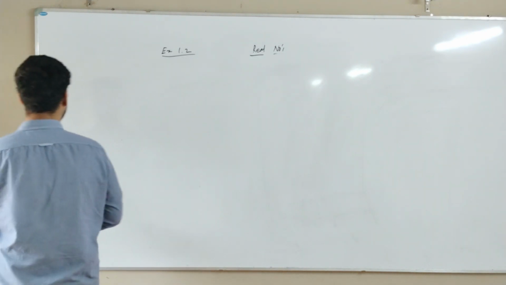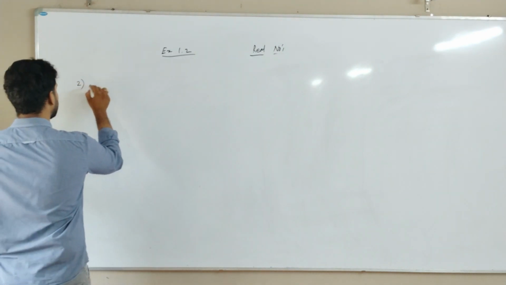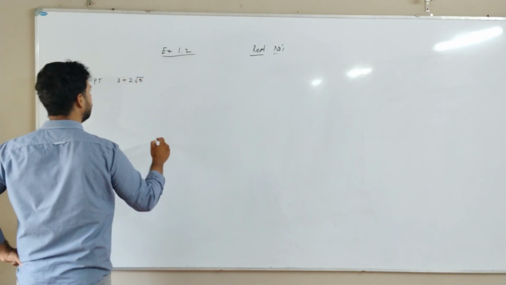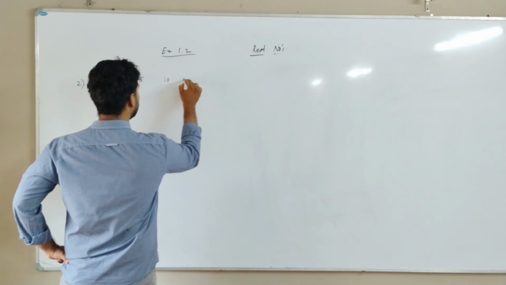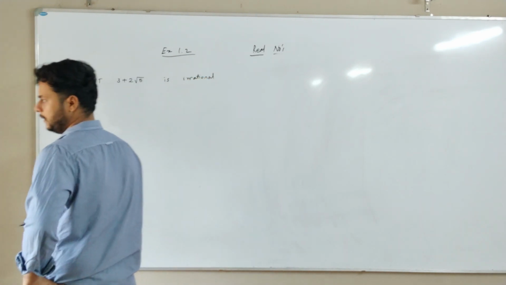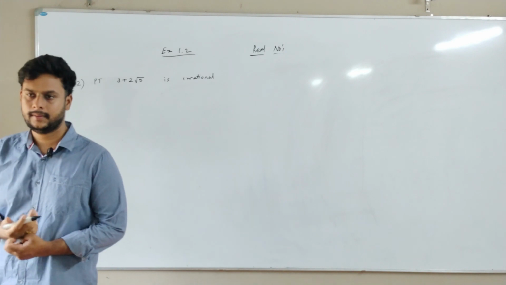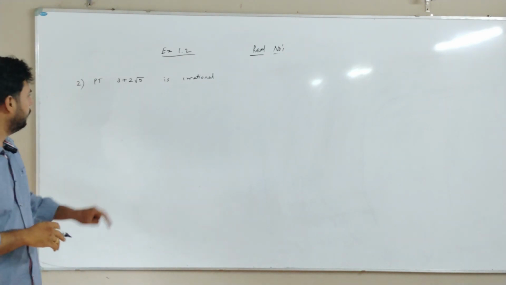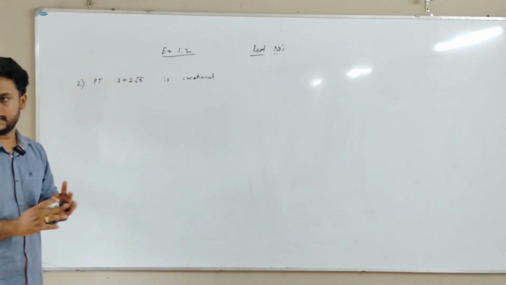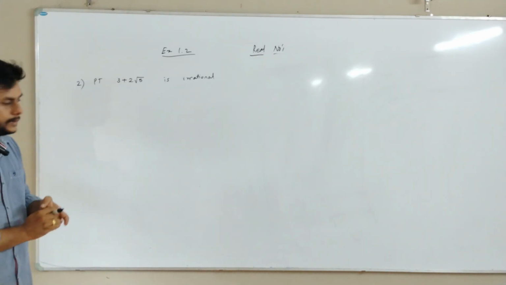Read the next one. Prove that 3 plus 2 root 5 is irrational. Same sum, almost the same. Just now I did only root 5. This time they have given me one more term: 3 plus 2 root 5 is irrational. Again, I will follow the same method.